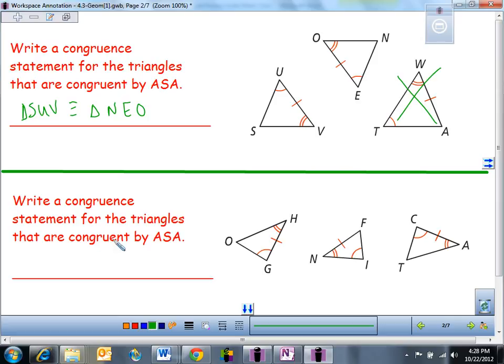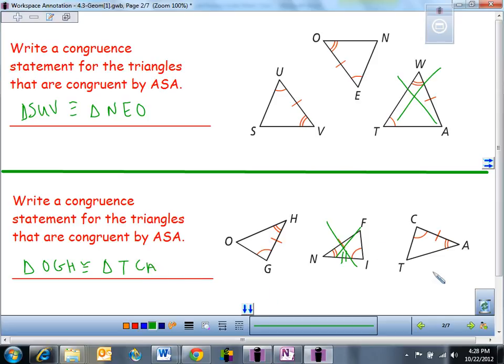Write a congruent statement for these by ASA again. So ASA, we're checking for that included side. ASA, the side would have to be over here, so this one is a no. ASA, the side is included. So 0, 1, 2, 0, 1, 2. So triangle OGH is congruent to triangle TCA.